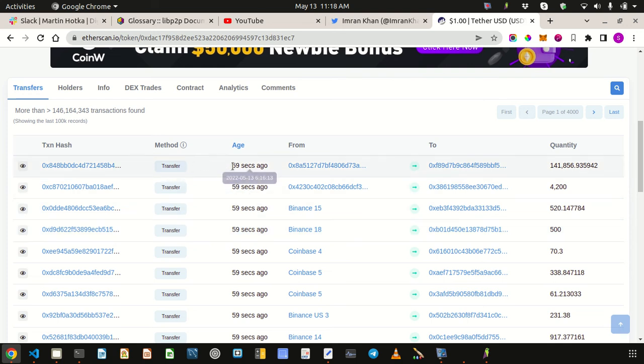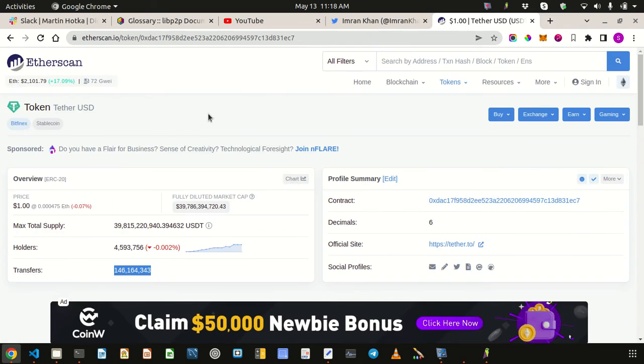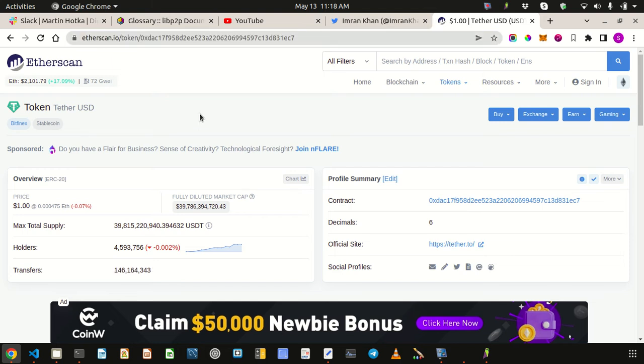All right, so again, all the transactions that have been executed on this token will be shown over here. Like 59 seconds ago, that many USDC has been transferred from this address to this address. So you can see that a lot of information is being exposed about a specific USDC token. If you don't know the address of the token, you can search for it on Etherscan. But if you know the token address, you simply go to etherscan.io/token and then the token address.